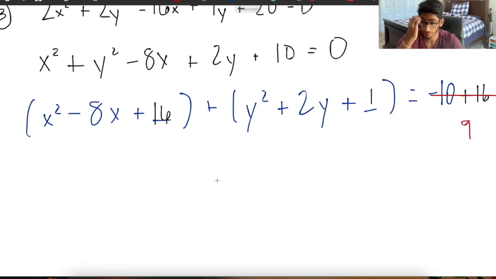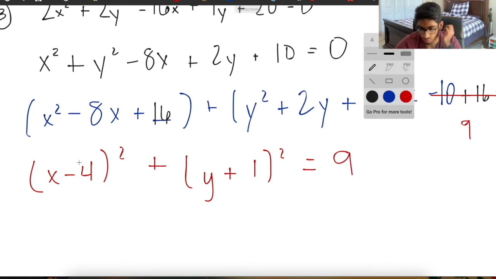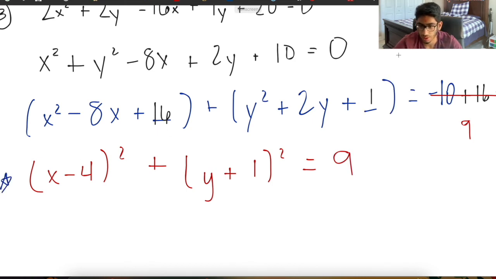All right. Now we can use complete the square to factor the quadratic. And so over here we have x minus 4 squared plus y plus 1 squared equals 9. And this is our standard form. Boom. And if it's said to find the center, just flip the sign. So it would be 4, -1, and our radius would be 3.